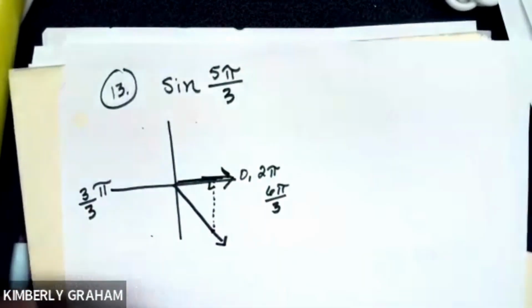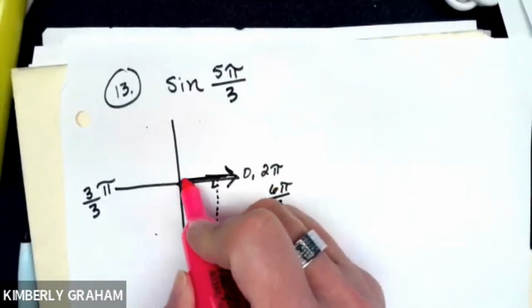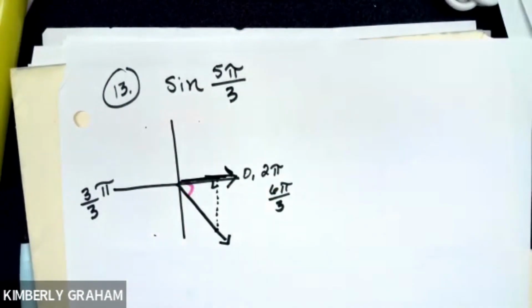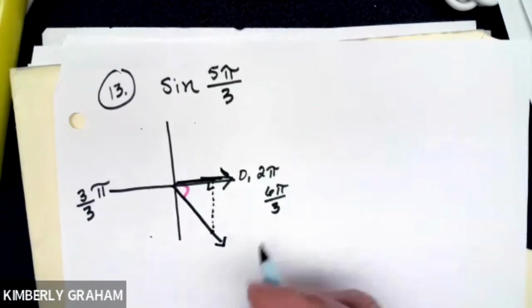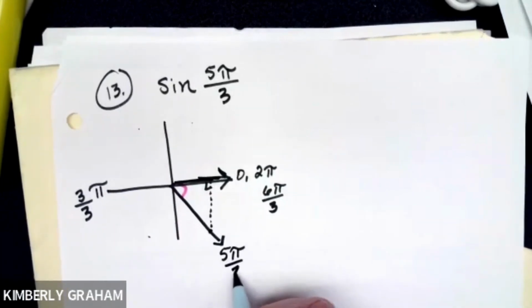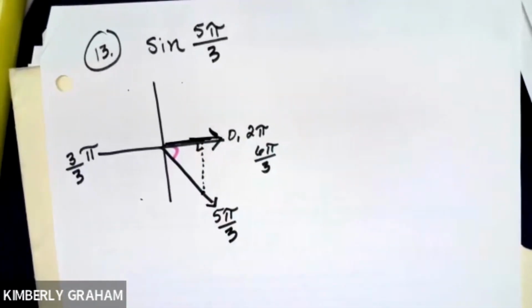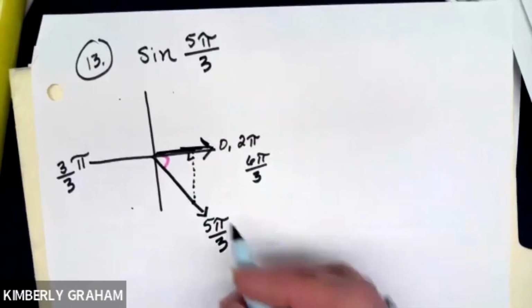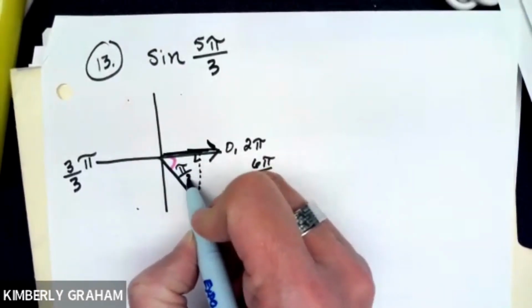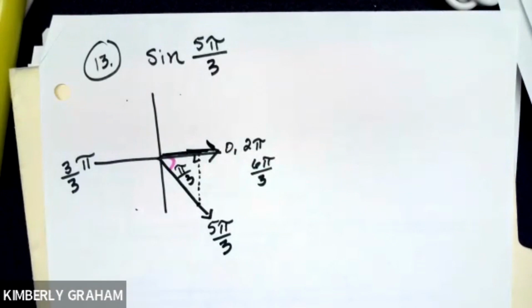So what is this angle in here that I've got marked as pink? What's the measure of that angle? If this is 5 pi over 3, all the way around 6 pi over 3, what's that pink angle? Pi over 3. Okay. Anybody have any questions on how I've got that angle? Now I'm looking for the sine value of that angle.